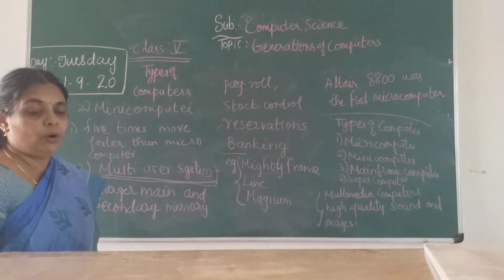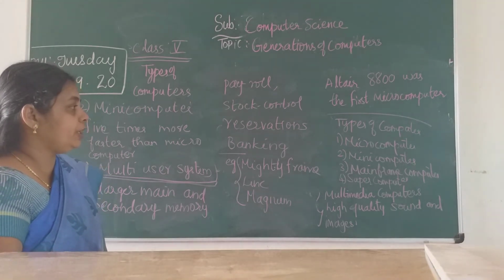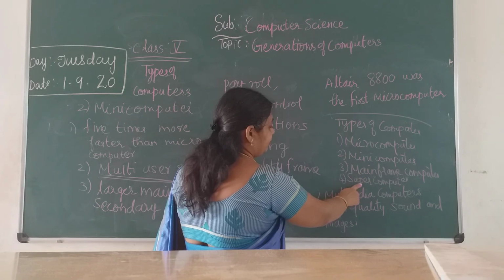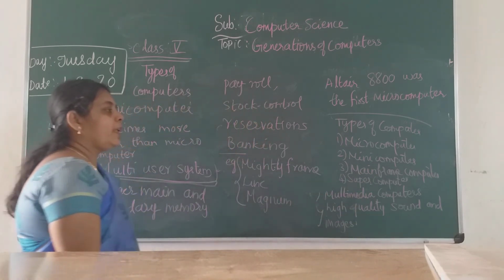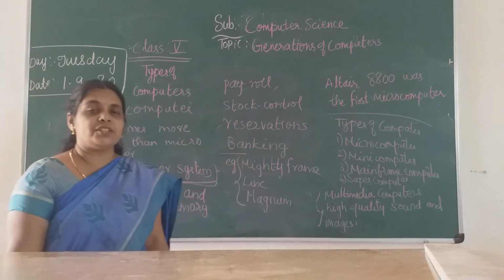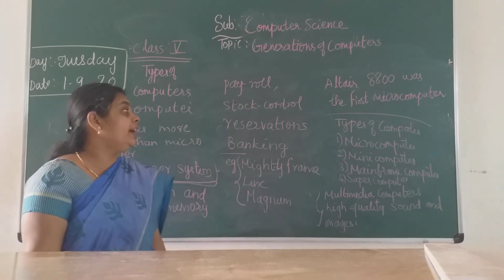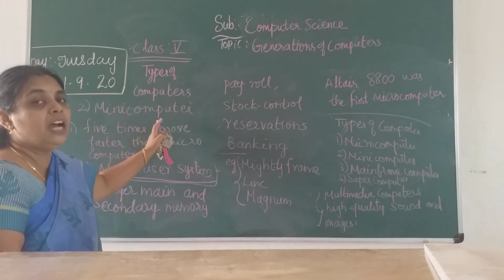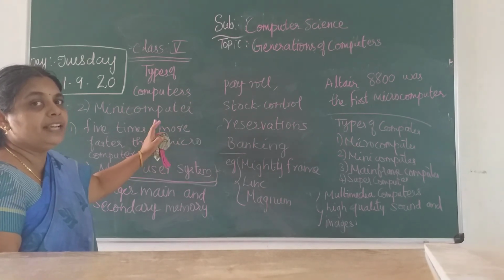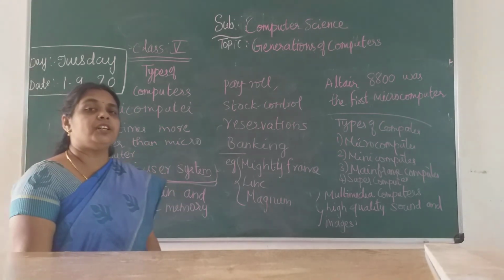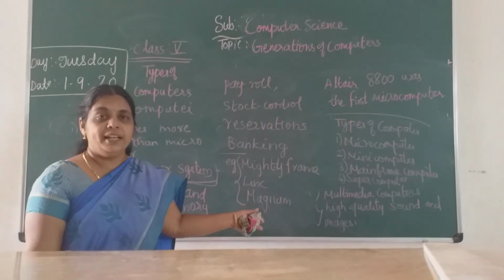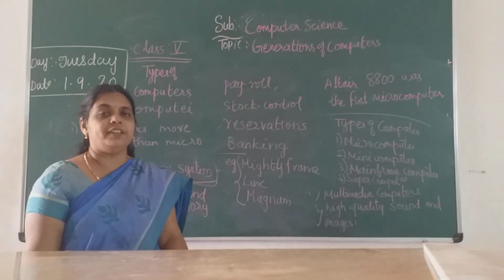So once again I revise the 4 types of computer: microcomputer, mini computer, mainframe computer, supercomputer. In that we saw first one as microcomputer, then the second one as mini computer. What are its features, advantages, and its examples we saw. So children, take your textbook and go through it. The same points have been discussed over here also, and it is given in the textbook.